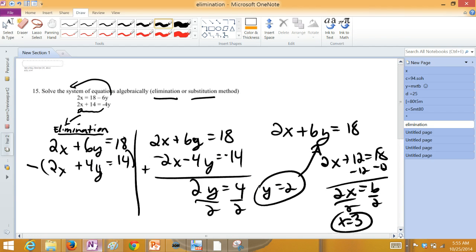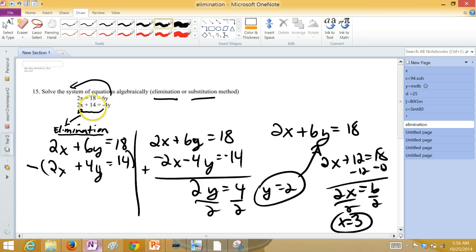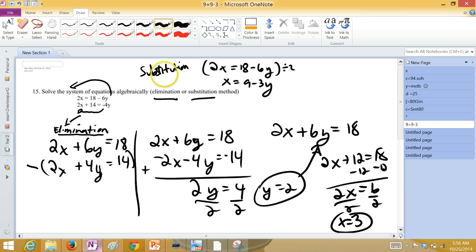The substitution method would be to solve for one variable. Let's say 2x equals 18 minus 6y. Let's divide by 2. X is 9 minus 3y. Okay. So if x is 9 minus 3y, we're doing the substitution method, just so you can see both methods.